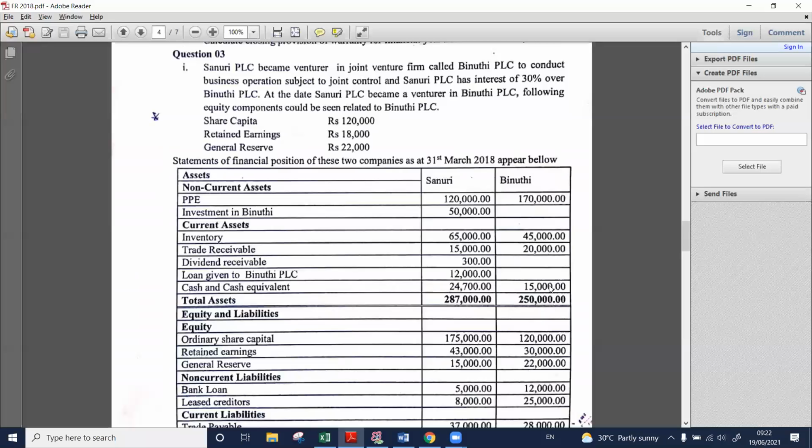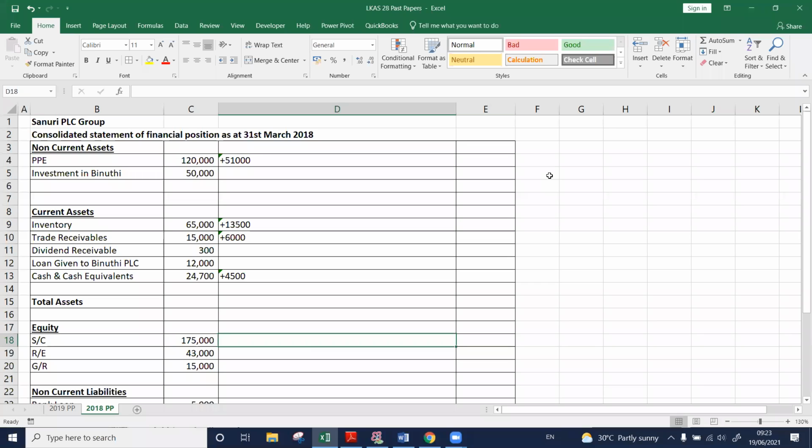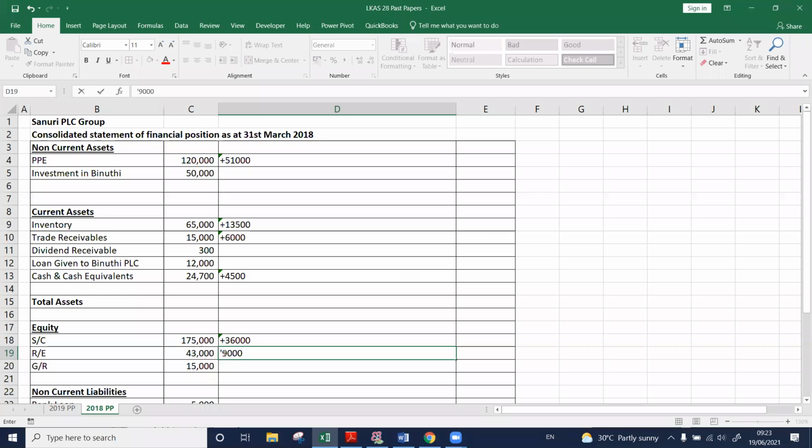What about stated capital? 120,000. This is as at 31st March 2018, the balance sheet date, right? Out of this 120,000, 30% is 36,000. Right? That is 36,000. Retained earnings, 30,000 is there. Out of this 30,000, 30% means 9,000. Right? 9,000.